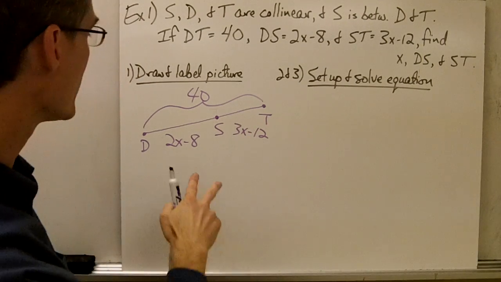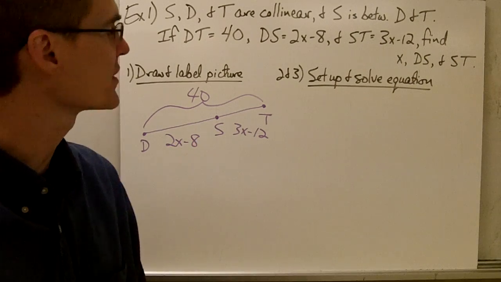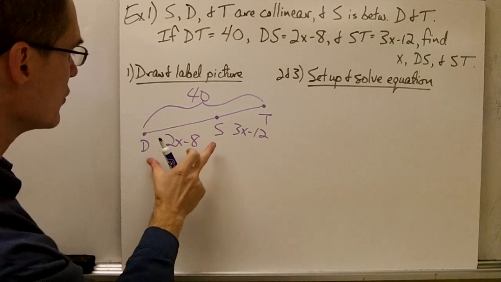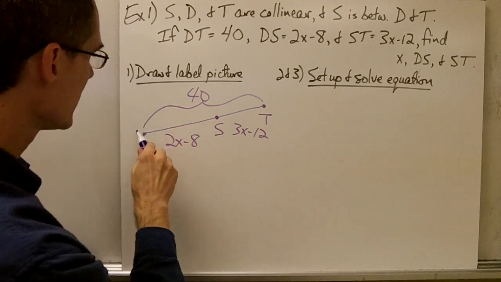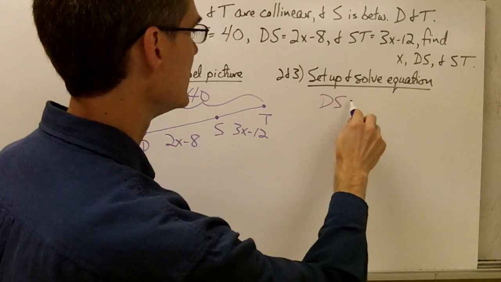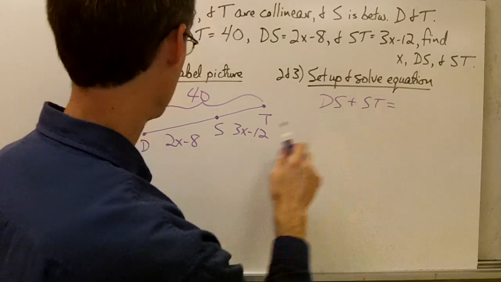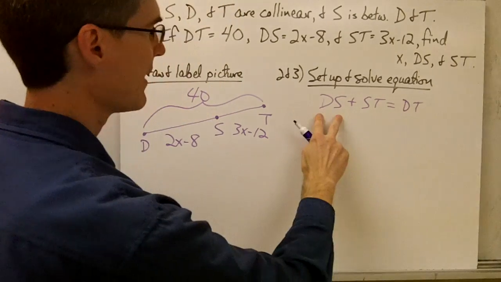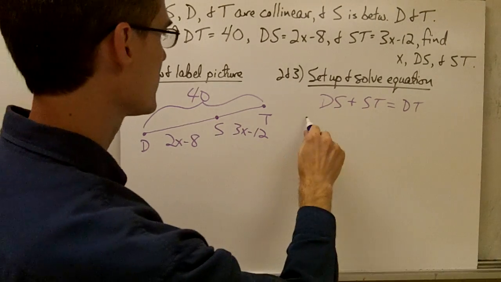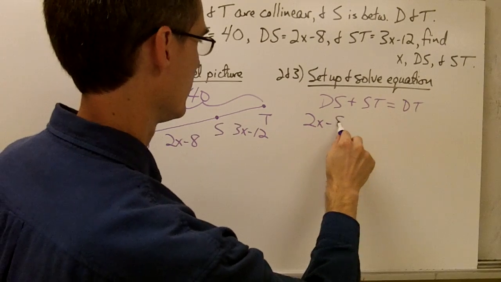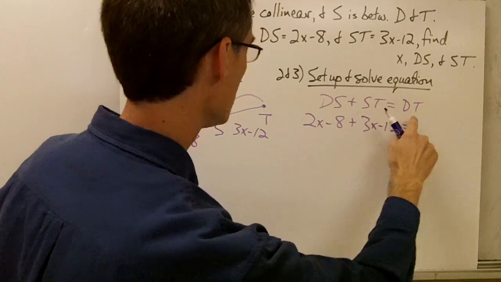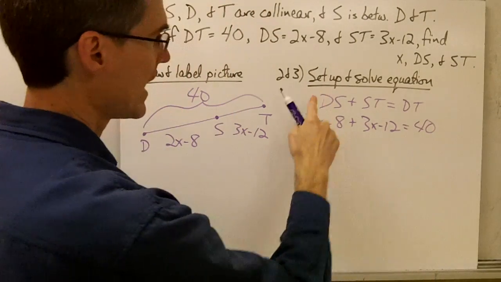Now I've drawn and labeled my picture. Now I want to set up and solve an equation. Remember, from our segment addition postulate, if we have 3 collinear points and 1 point is between the other 2, then this piece plus this piece equals the whole piece. That's where my equation is going to come from. In other words, DS plus ST is equal to DT. I have an expression for each segment length, so I just substitute those in. Segment DS is 2x minus 8, plus segment ST is 3x minus 12, equals segment DT, which is 40.